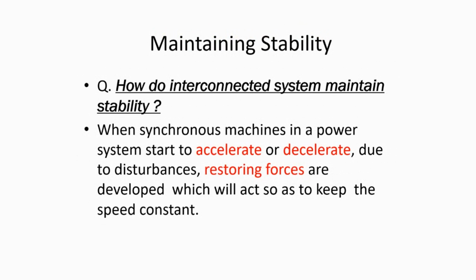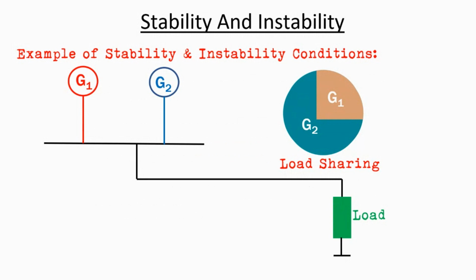Based on this mechanical system for the cars, let's see physically what is happening to our electrical system. If some generators start to accelerate or decelerate, how will that provide a restoring force, like the car example, that will pull these generators back to their stable condition?